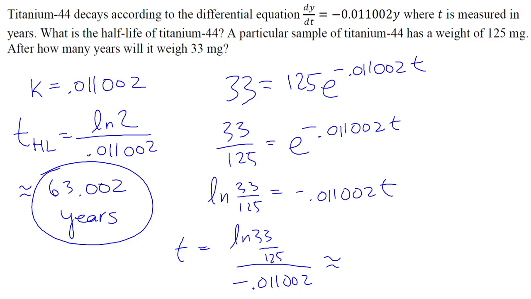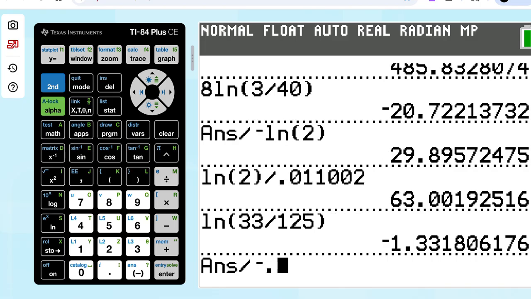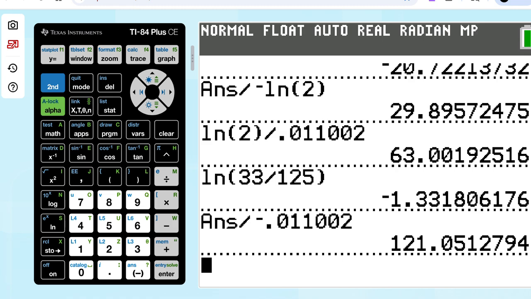And let's see what we get here on our calculator. Natural log of 33 over 125. And then we'll divide by negative 0.011002 and get 121.051 years.